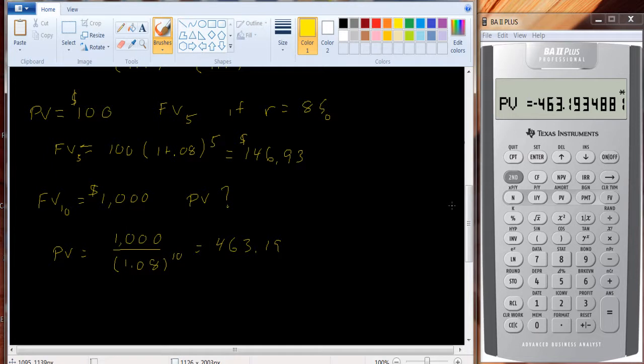All right, the final thing for me to mention here is the concept of an annuity. An annuity, if I can get my pen to work here, is a stream of equal payments made at equal intervals. And there's a formula for this. Stream of equal payments made at equal intervals.